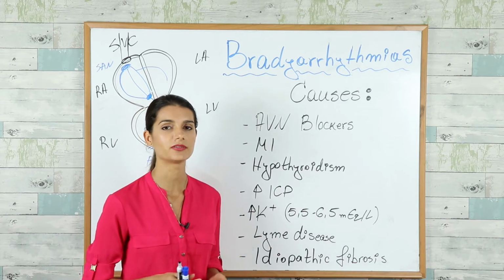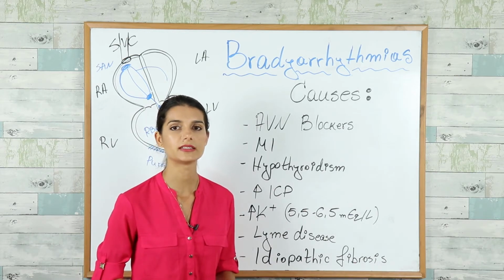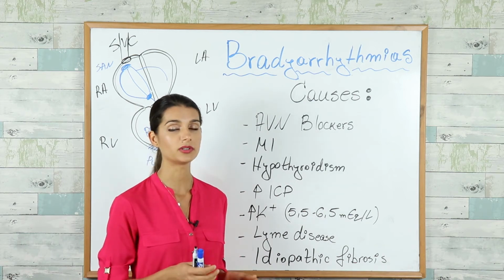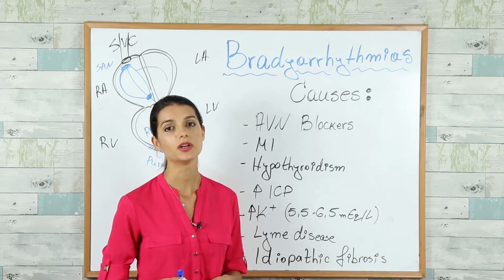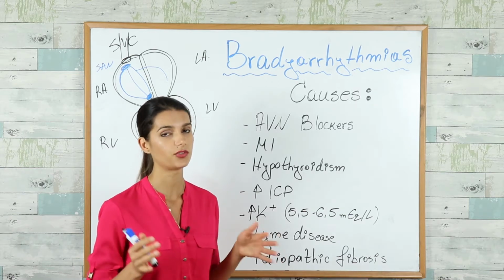Now, Lyme disease is caused by Borrelia burgdorferi, and we all know that in most cases, in 50% of cases, it can lead to third degree AV block. In 20% of cases, it will lead to second degree AV block, and in only 10% of cases can it lead to first degree AV block. So the most common AV block in Lyme disease is third degree AV block.